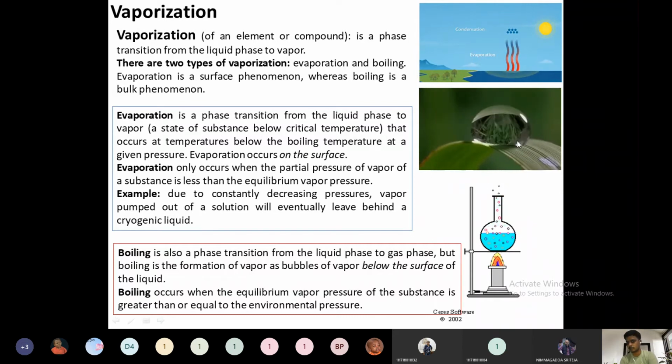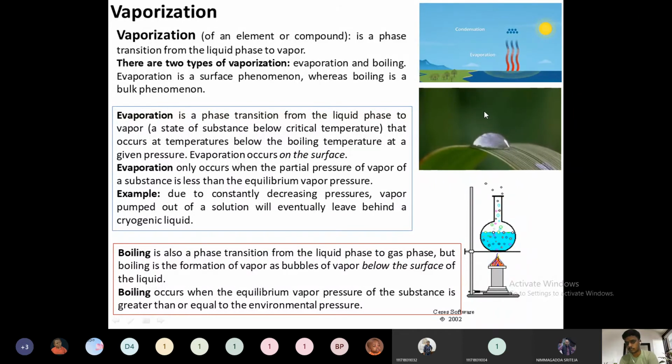Evaporation is a surface phenomenon. So evaporation occurs on the surface. Evaporation only occurs when the partial pressure of vapor of a substance is less than the equilibrium vapor pressure. Whereas in boiling, the partial pressure is equal to the surrounding pressure. Then only the boiling will occur. Whereas here that condition need not be satisfied. In evaporation, when the partial pressure of vapor of a substance is less than the equilibrium vapor pressure, then the evaporation will occur. An example for evaporation is due to constant decreasing pressure.